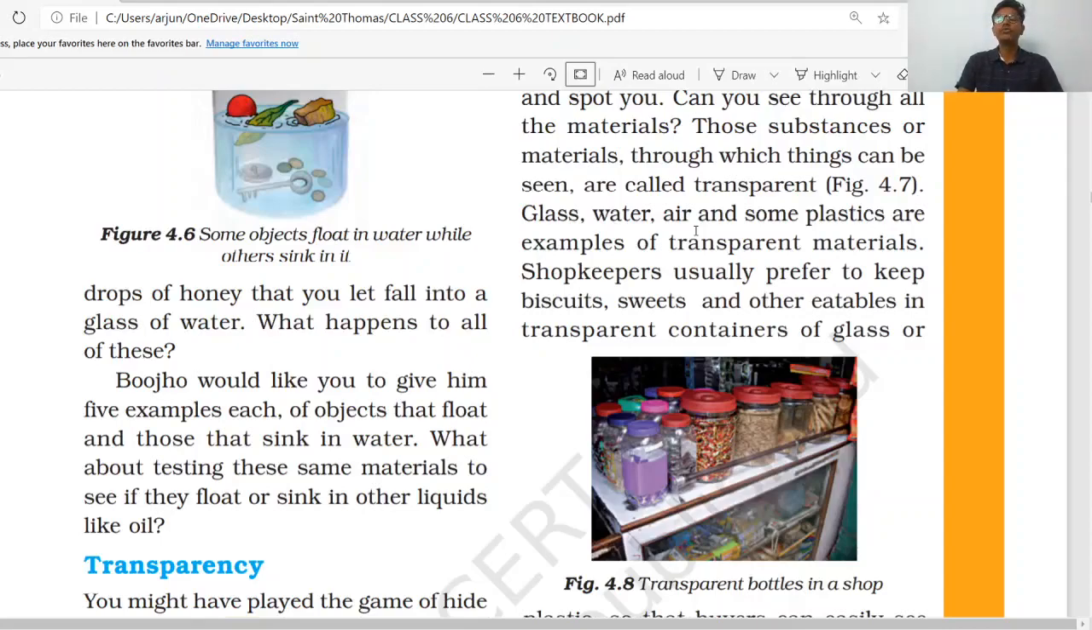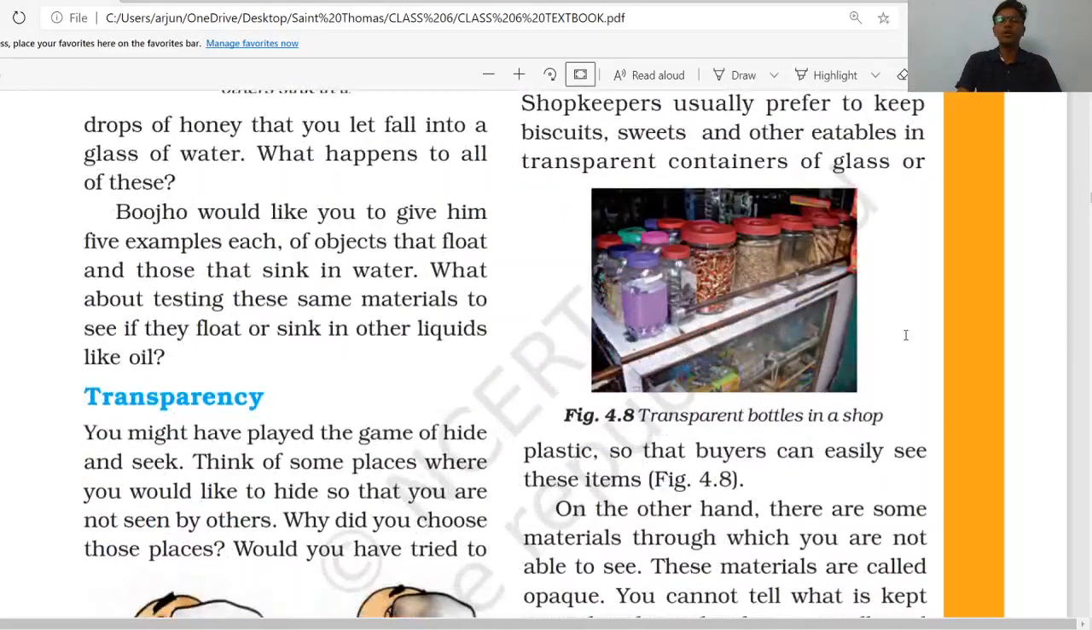Shopkeepers usually prefer to keep biscuits, sweets, and other eatables in transparent containers of glass or plastic so that the buyer can easily see the items. Okay, you can see in this photo every food item is kept in transparent material so that the customer or the buyer can see the food properly.